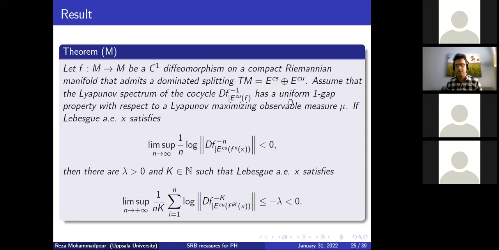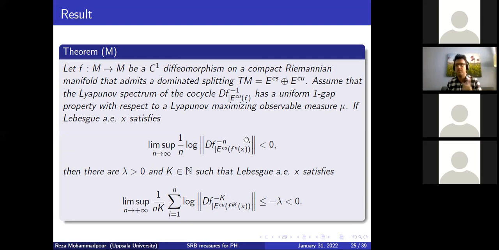And this assumption, the uniform one gap property, is also close to the Viana conjecture, because the Viana conjecture says that if we have a non-zero Lyapunov exponent, here I'm not discussing whether there is a gap. Maybe the second Lyapunov exponent is 0 or the first one is 0. I'm not discussing the positiveness of the Lyapunov exponent. I'm just saying that there is a gap between first and second. Then we have this situation for many systems.